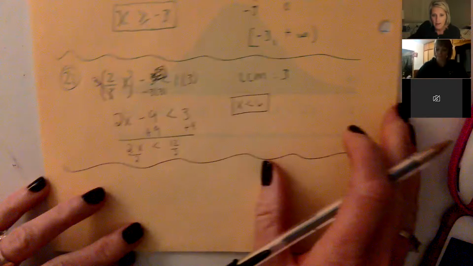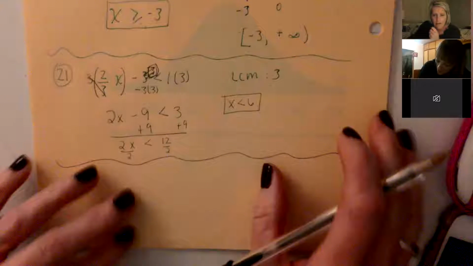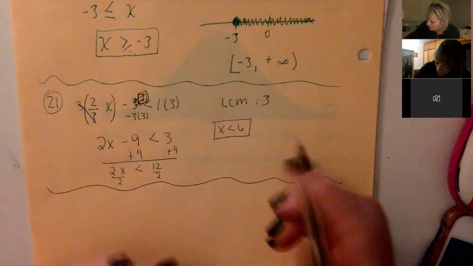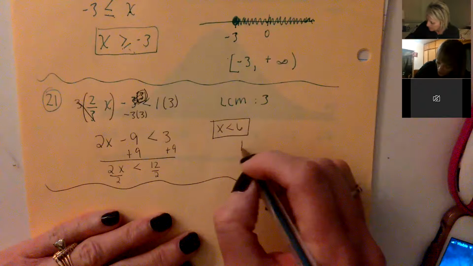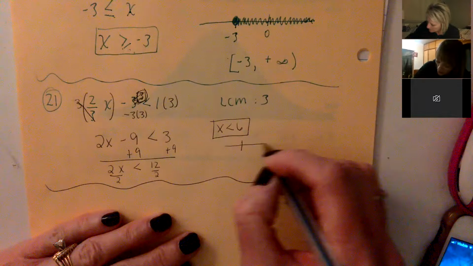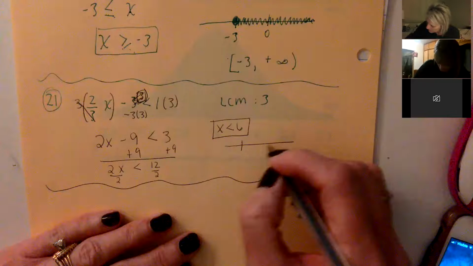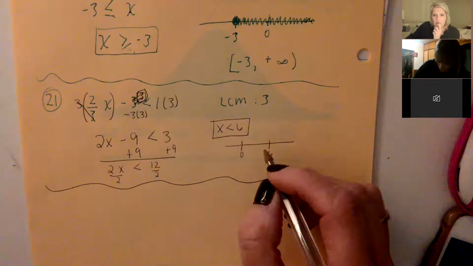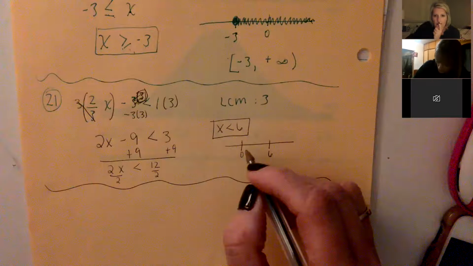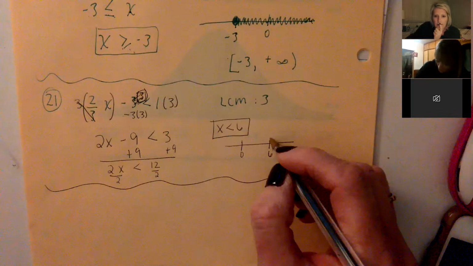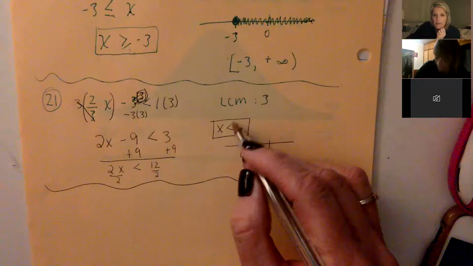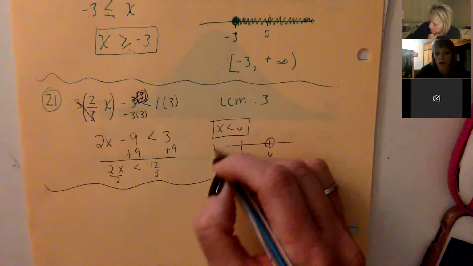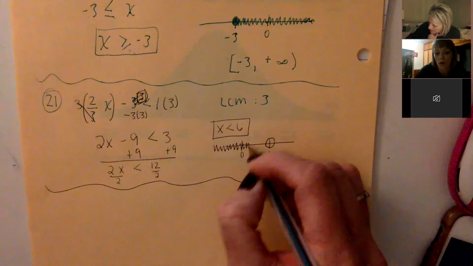So x is less than 6, and then we need to put that into the number line form. And then 6. My 6 is a strictly less than, so I'm going to have an open circle, and then I'm going to shade it to the left.